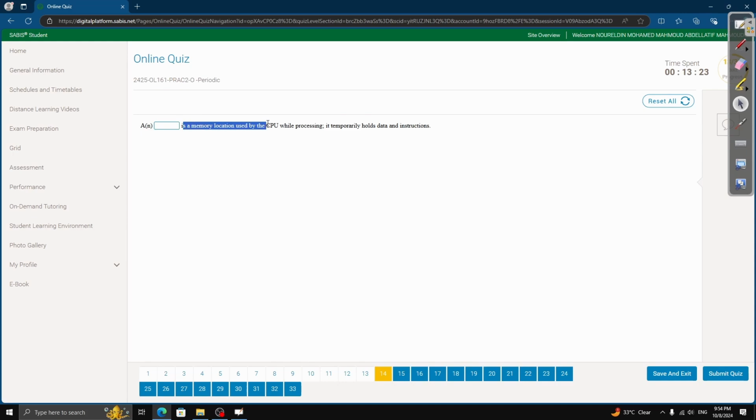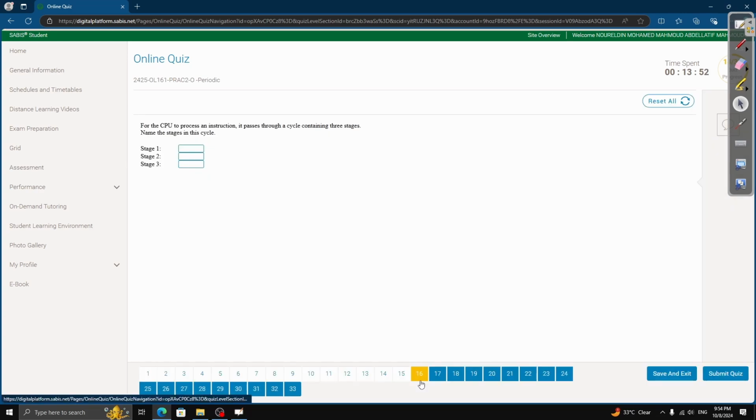Something is a memory location used by the CPU while processing. It temporarily holds data and instructions. This is a register, as if you remember in the von Neumann architecture, we used the memory data register and memory address registers, CIR, to temporarily hold things. So a register is a memory location used by the CPU. Something is a hair-thin communication path used to connect the internal components of the CPU. A bus. And there's 3 different types of buses: control bus, data bus, and address bus.